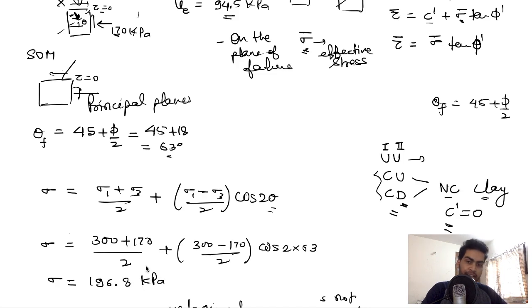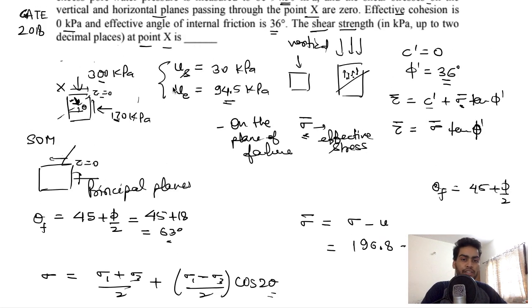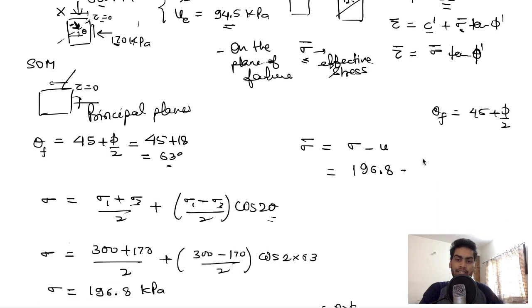Now if you solve this, we obtain sigma as 196.8 kPa. Once we have sigma, we can obtain the effective stress sigma dash, which is equal to sigma minus pore water pressure, that is u. So sigma is 196.8, and pore pressure will be the summation of the static pore pressure and the excess pore pressure, that is 94.5 plus 30. If you solve this, it comes as 72.3 kPa.